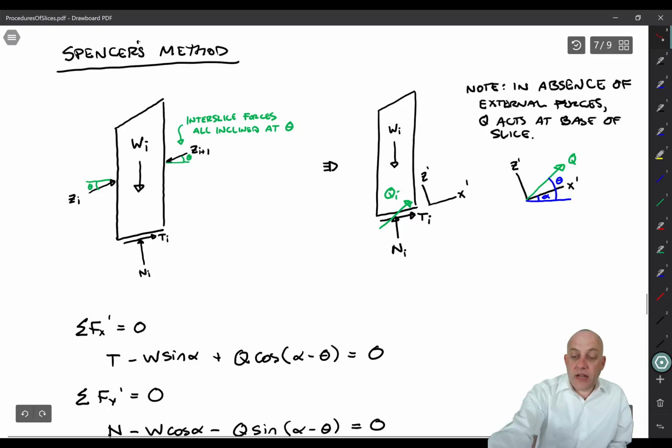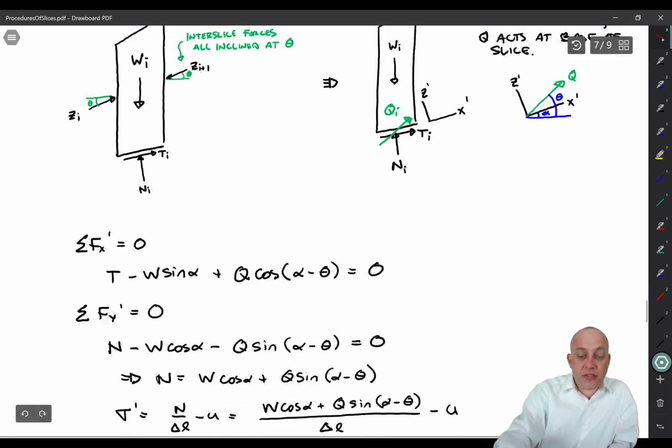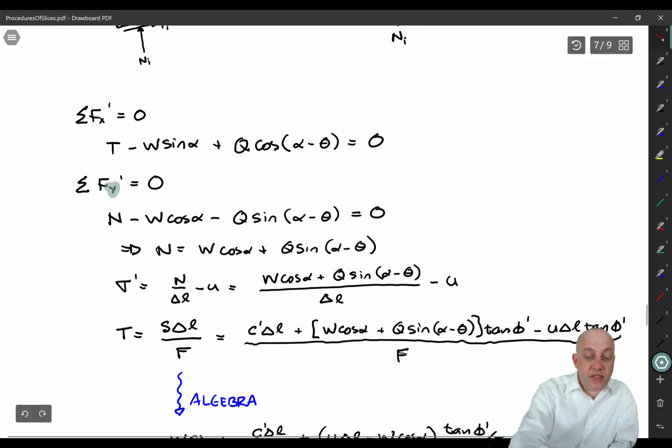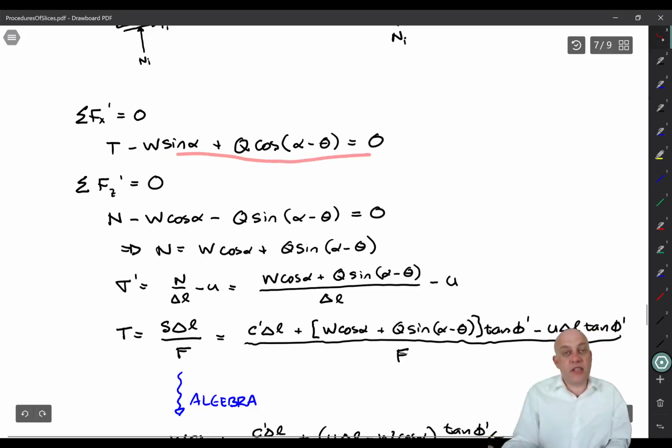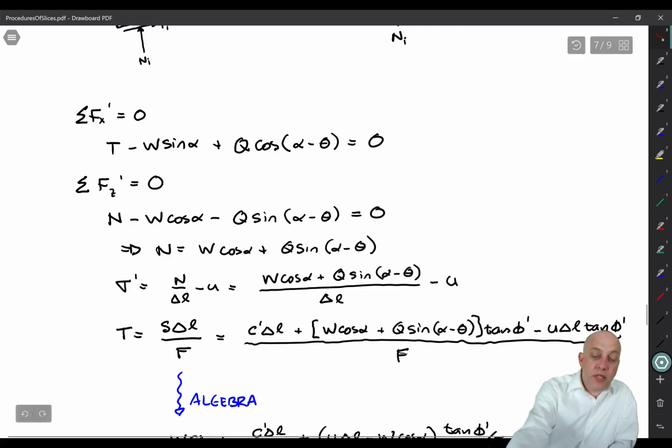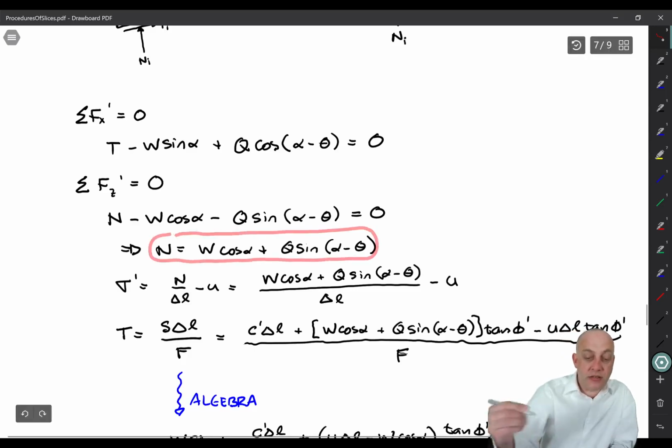All right, so here's a little diagram that shows the coordinate system we'll use. It's relative to the base inclination angle, z prime and x prime, and that distance right there is alpha, and then that angle right there is theta. So what we'll do is sum forces in the x prime direction first, and we come up with this expression: T minus W sine alpha plus Q cosine (alpha minus theta) is equal to 0. Then we can do forces in the direction inclined perpendicular to the base and solve for N. So we get this expression right there for N.